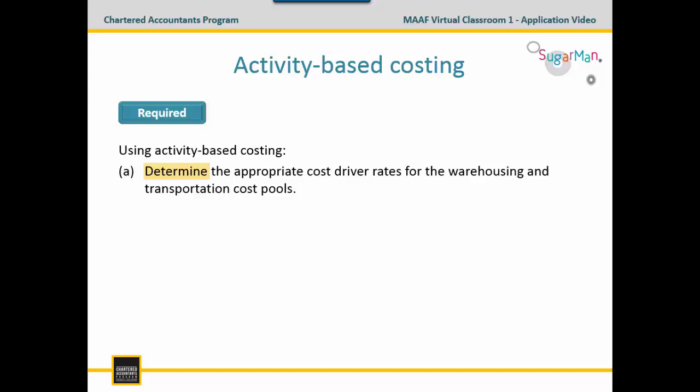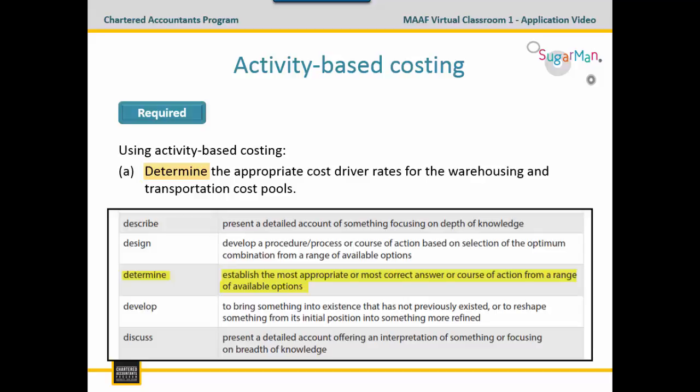The word determine is known as a task word. The definitions of all the task words can be found in the module outline. This is an extract. Determine means to establish the most appropriate or most correct answer or course of action from a range of available options. This indicates that for the warehousing cost pool and the transportation cost pool, there are a number of possible cost drivers, but we are being asked which is the most appropriate. We are also being asked about cost driver rates. So how would we approach this question?